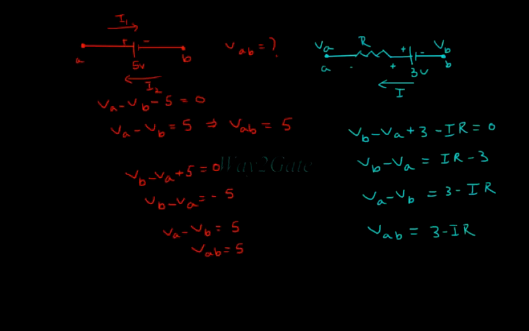Similarly, if current is flowing in the opposite direction, then we have VA minus VB minus IR due to voltage drop. Similarly, we have a voltage drop across the 3 volt supply. Therefore, minus 3 is equal to 0, or VA minus VB is equal to IR plus 3.